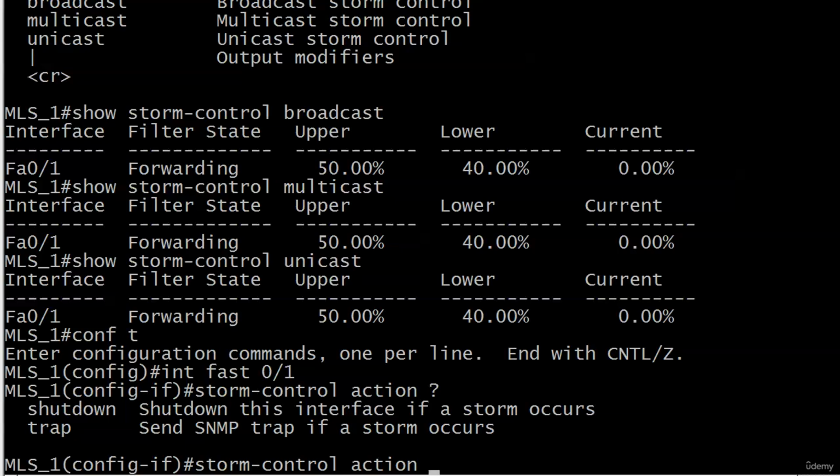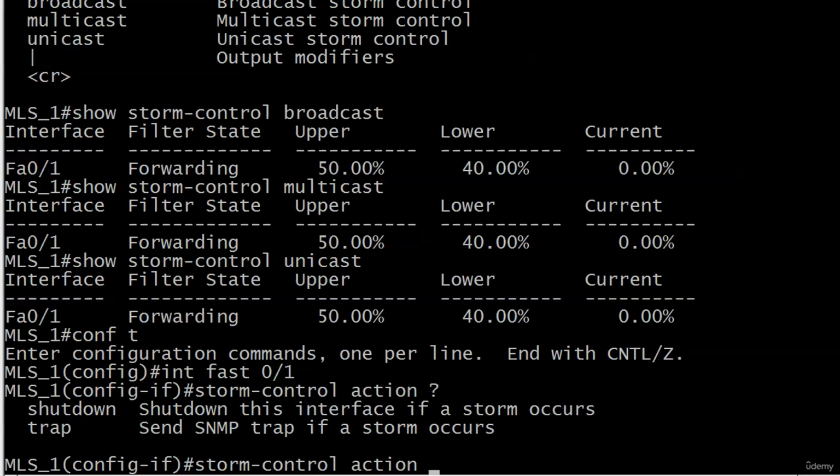So if you enter shutdown or trap, what you're doing is adding this action to that default. You're not replacing it. So again, the default for storm control is to just dump the offending frames that are over your suppression levels, and shut down the interface if a storm occurs. That's pretty harsh, but you could do that. And you might also want a Simple Network Management Protocol trap, an SNMP trap, sent. And if you're not familiar with what a trap is in SNMP, we do have a video in the course that's going to help you out with that.